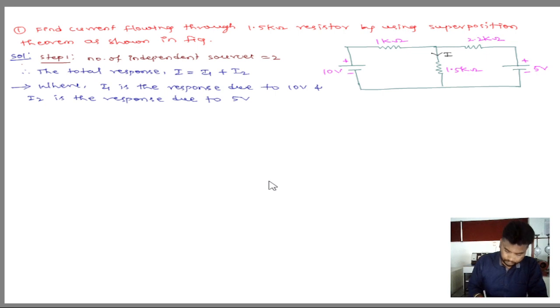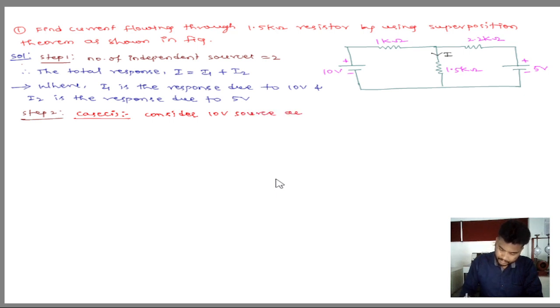Step 2. In step 2, first case 1. There are two independent sources, means we are getting two cases. Case 1: consider the 10 volts source acting alone and replace the 5 volts by short circuit.